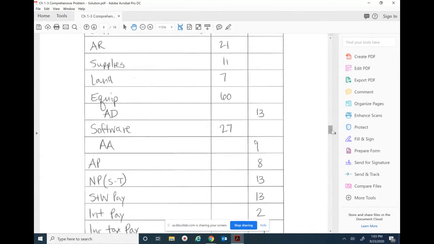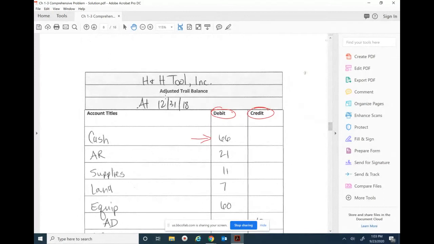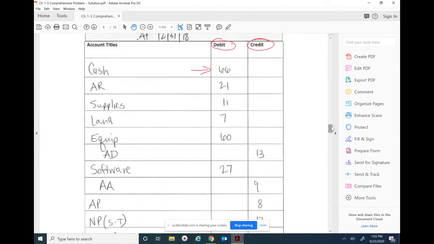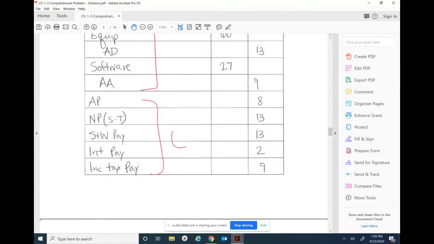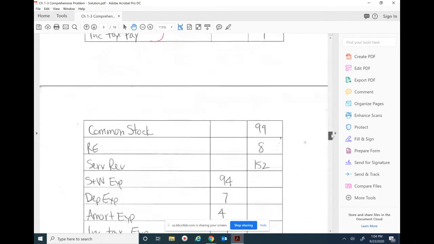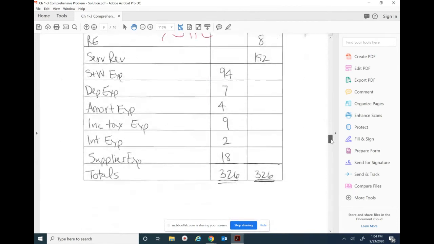We talked about the adjusted balance is prepared after adjusting journal entries are prepared. The adjusted balance lists the accounts in order, just like the unadjusted trial balance. So you can see all of these are asset accounts all the way down to here. So these are assets, followed by liabilities. Here is the liabilities over here. These are liabilities, followed by stockholders' equity, common stock, and retained earnings. So this is the stockholders' equity part, followed by revenues and expense accounts.